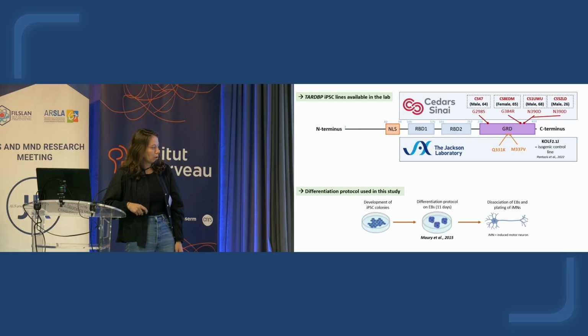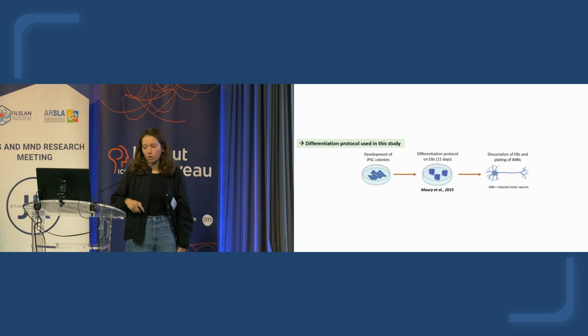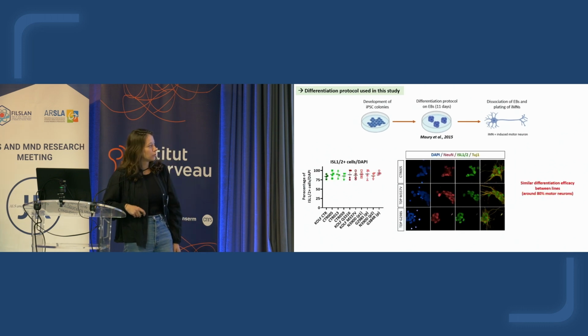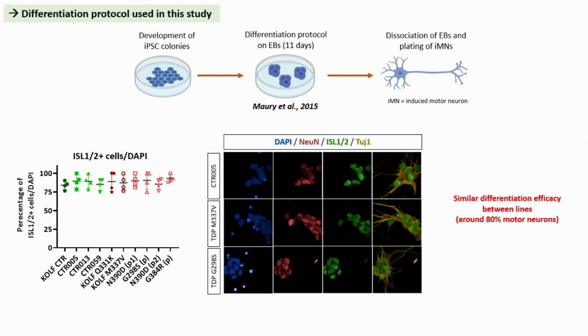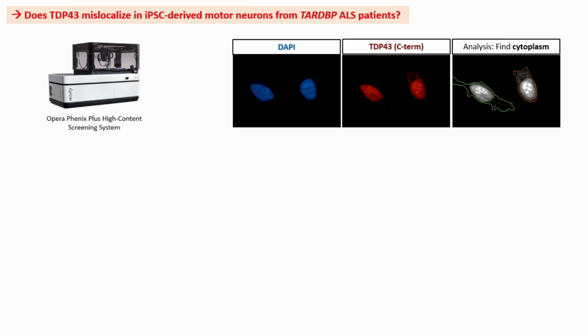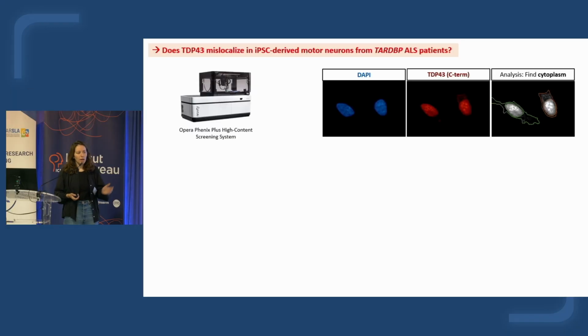In the lab we use the Maury et al. protocol that differentiates the iPS from embryonic bodies. After this protocol, we're able to get motor neurons at around 85 to 90% of islet positive cells, so pretty good ratios, and with similar efficacy between different cell lines. So we used these cell lines, and first we asked the same question: does TDP mislocalize in TARDBP iPS-derived motor neurons?